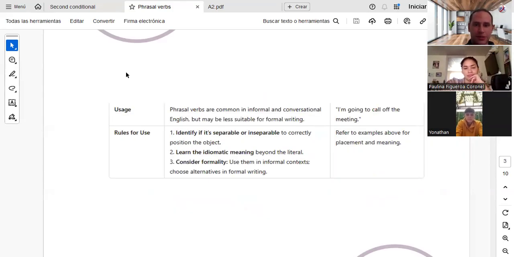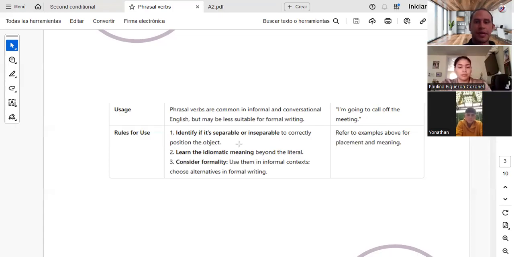Okay. Usage. Phrasal verbs are common in informal and conversational English, but may be less suitable for formal writing. I'm going to call off the meeting. What do you think is call off? I'm going to call off the meeting. Como colgar la llamada. Colgar. Good. Okay, let's continue.